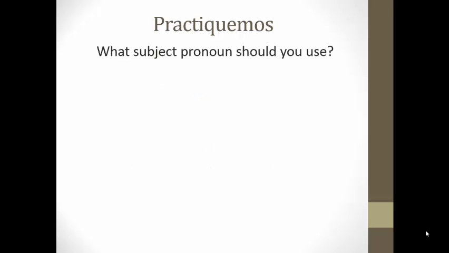Practiquemos más. What subject pronoun should you use to talk about your sisters? Remember, you're talking about them, not to them, and they are both girls. Ellas is the best choice, because if you're talking about them, you would say they, and since they are both girls, you use a feminine form of the pronoun, ellas.